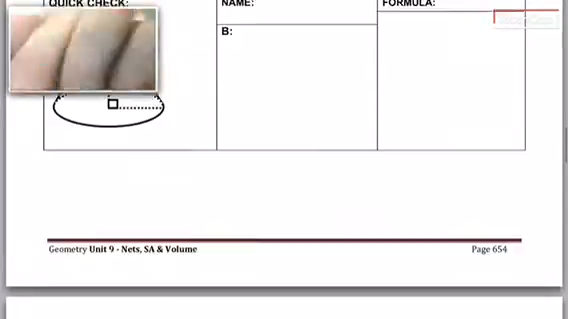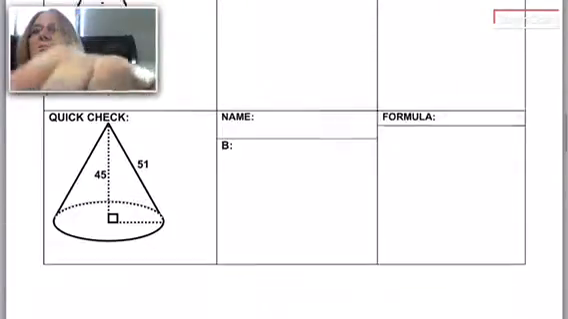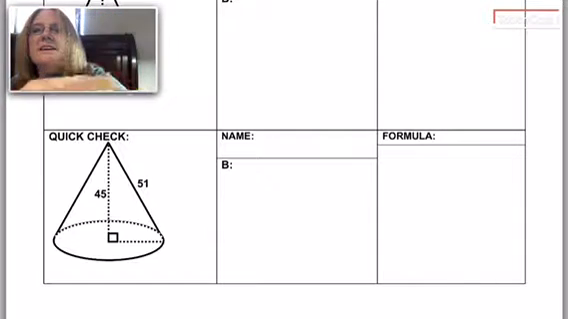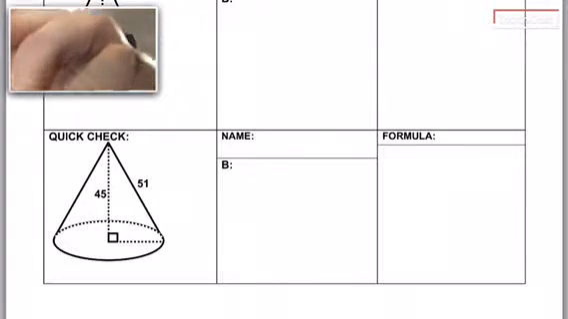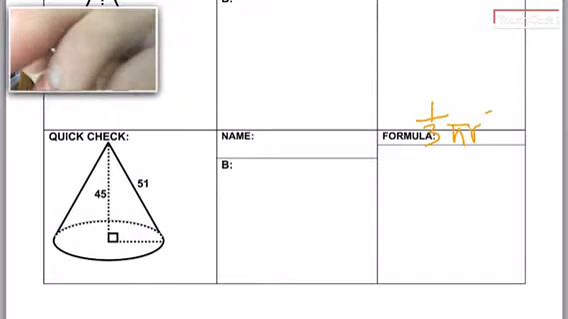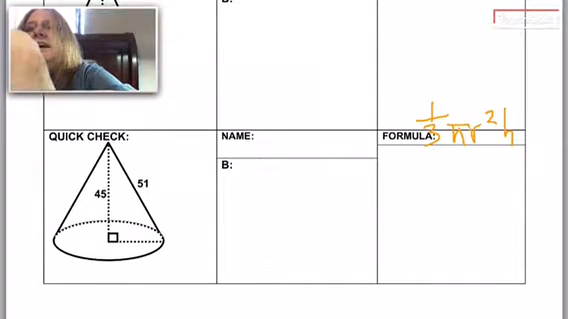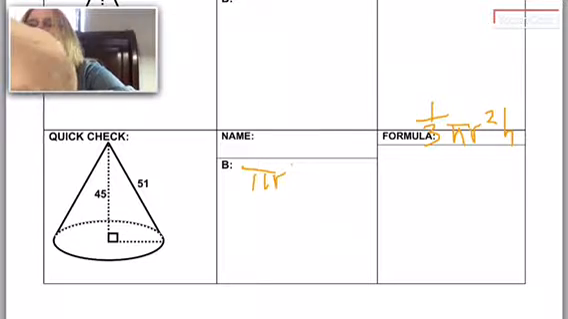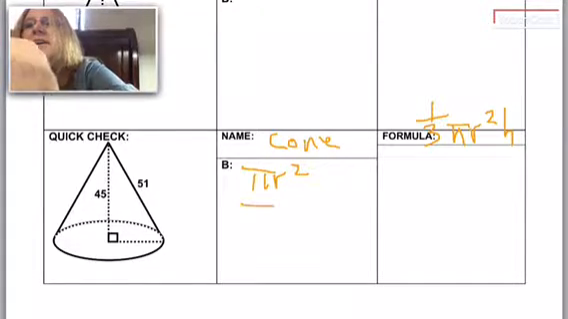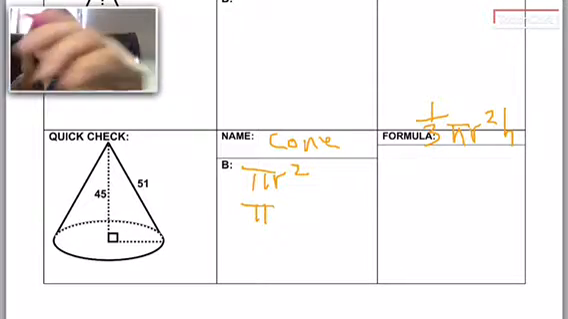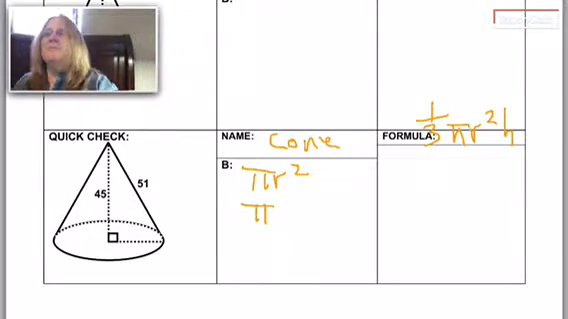All right, let's see, how many more do we have? Okay, one more here. So same thing: 1/3 pi r squared times the height, and then this is pi r squared. And again, this is a cone. So we have pi. Now we don't have the radius, so we're going to have to do Pythagorean theorem again.